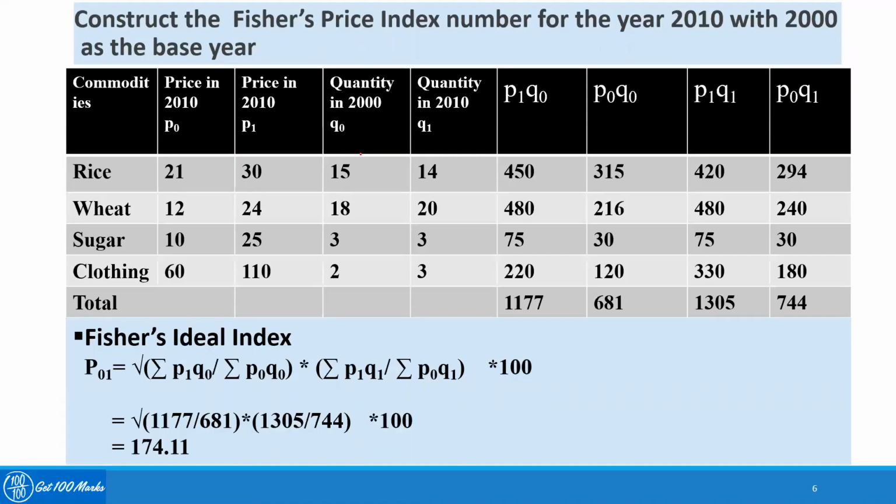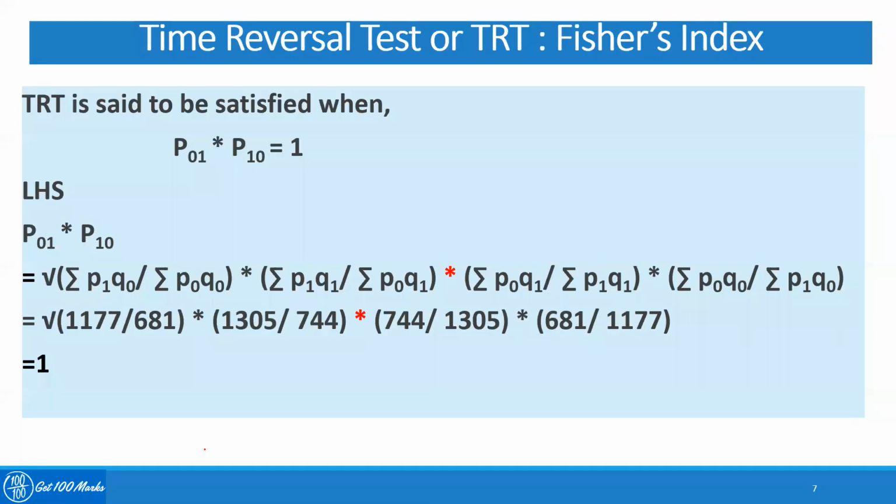I have copied the same question. So P0, P1, Q0, Q1. As you know, for Fisher's index, we need P1 Q0, P0 Q0, P1 Q1 and P0 Q1, which are all self-explanatory. You can just multiply and make the column and then add it. You will get the summation of that. And after applying the values, we can see the Fisher's ideal index is coming as 174.11. Let's see how it is satisfying the TRT, time reversal test.